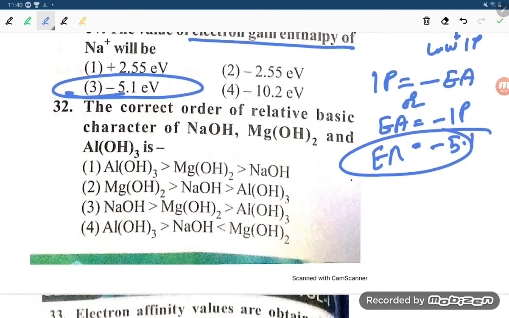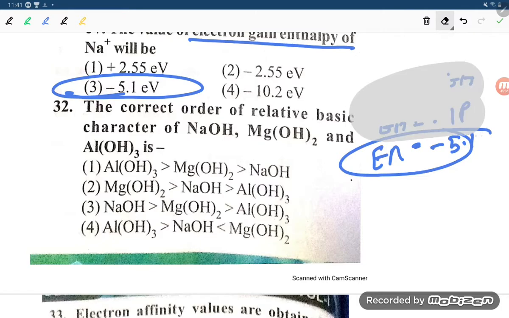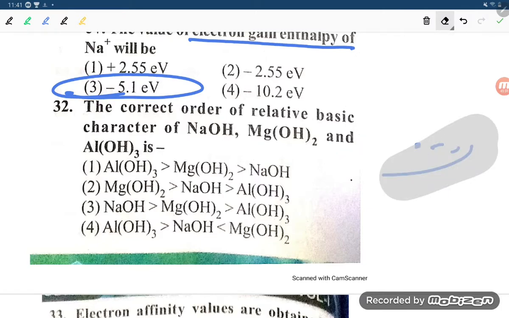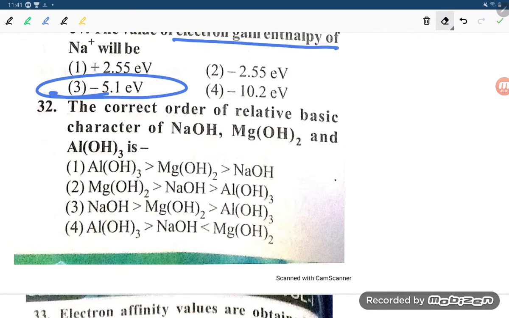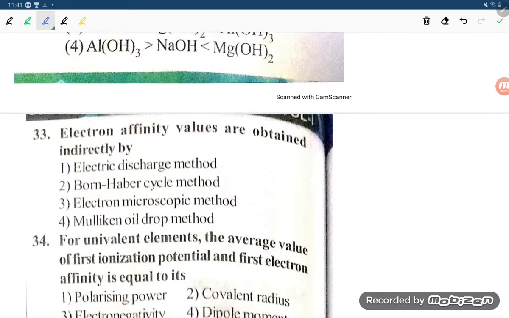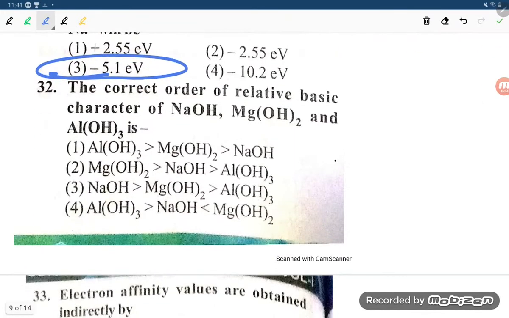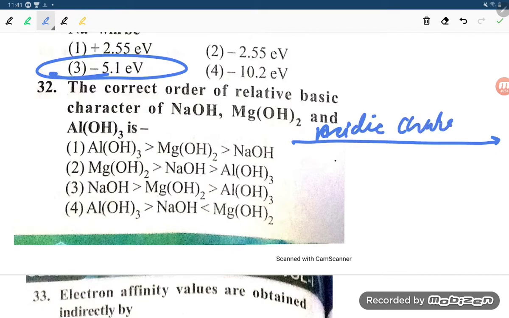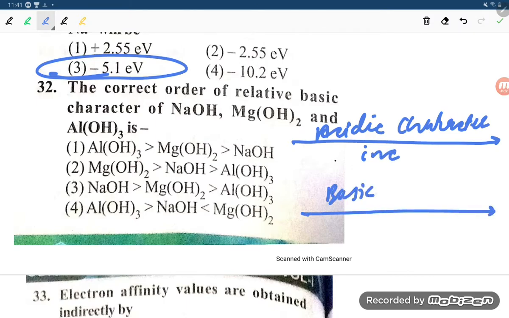Next one, student: the correct order of relative basic character of NaOH, Mg(OH)2 and Al(OH)3. This is also a quite good question, question number 32. Let us try to solve it. How will you solve it? I already told you, student, moving left to right, acidic character increases, and going left to right, basic character decreases.